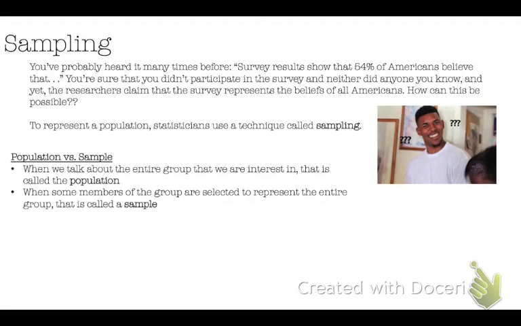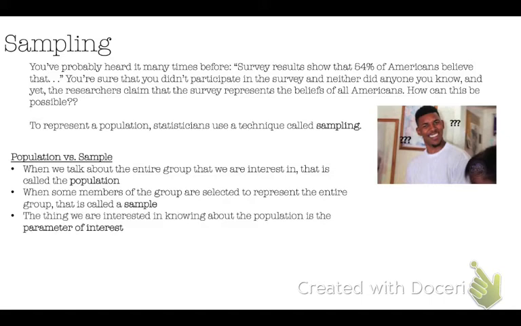Let's say the entire population would be all of my students, and then a sample could be first period. The thing we are interested in knowing about the population is the parameter of interest. Say I wanted to know how many of my students are succeeding in my class, so how many of them are passing versus failing? Well, the entire population would be every student I teach. A sample would be first period, and the parameter of interest would be how many of them are failing.